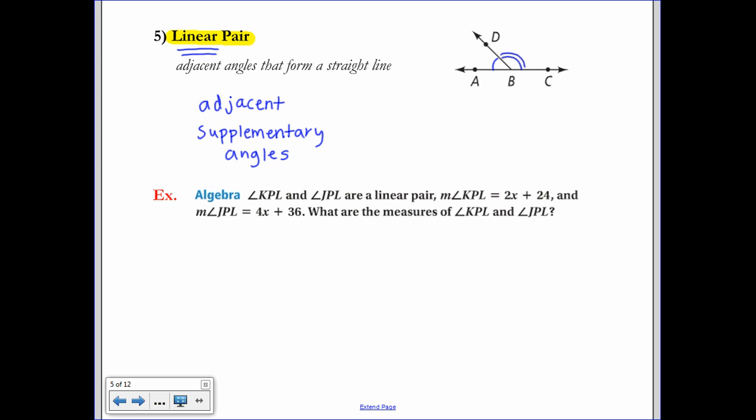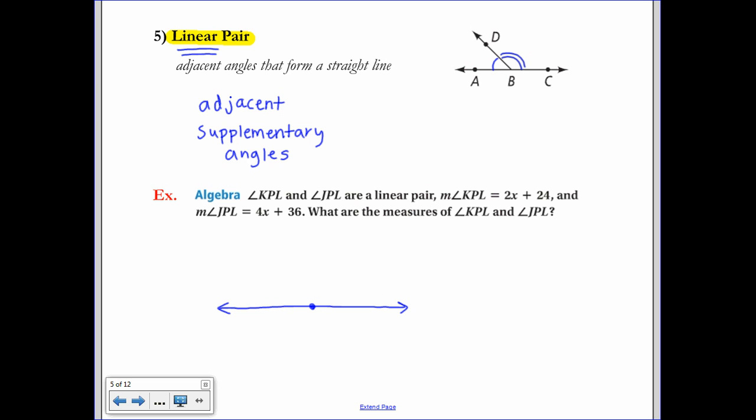Here's an algebra application of this. It tells us that, totally unrelated to any picture, KPL and JPL are a linear pair. If you know that KPL and JPL are a linear pair, I always would start by drawing a straight line with a vertex point in the middle.